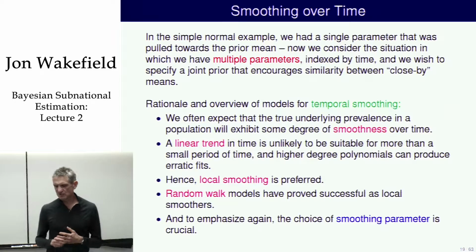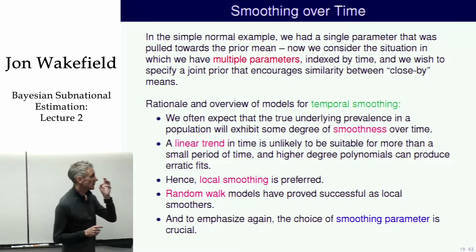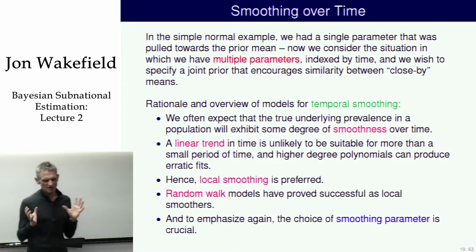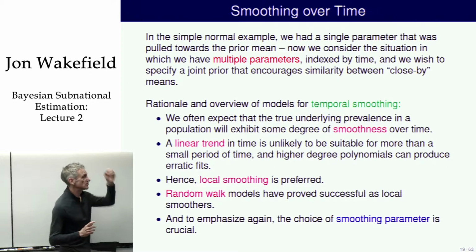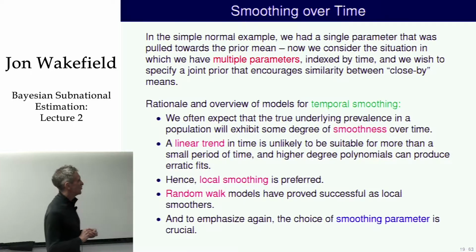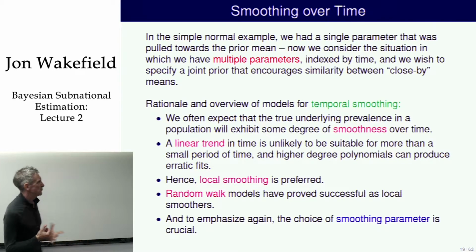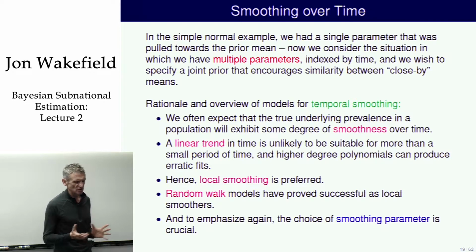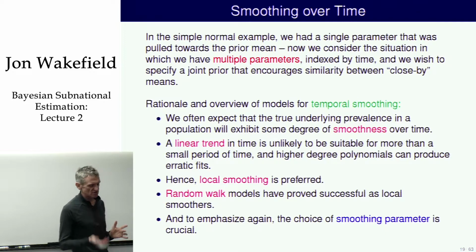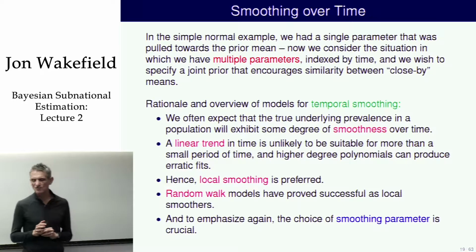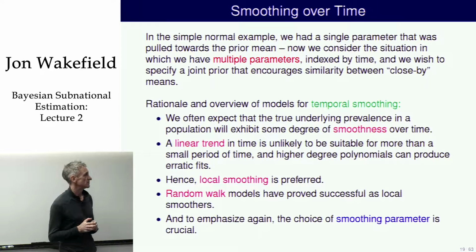So in that example, we just had a single mean. Now we're going to think about having multiple parameters and how we can specify priors which tie those parameters together, in the fashion that we'd like to impose some kind of smoothing. So thinking about temporal smoothing, if we're looking at some particular population, let's think about a non-infectious disease where we wouldn't expect sudden spikes. If we're looking at some chronic condition, then we would expect there to be some smoothness in the prevalence over time. We wouldn't expect sudden jumps.